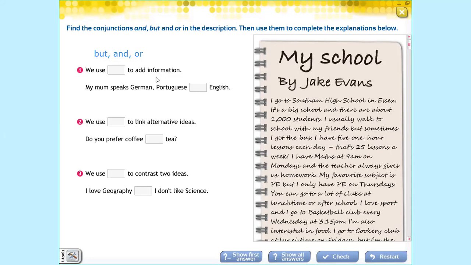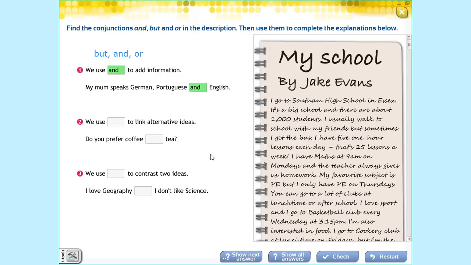We use and to add information. For example, my mom speaks German, Portuguese, and English. So we use the second one, and. Okay? We use and to add information or extra information.